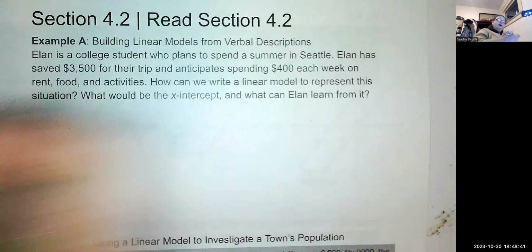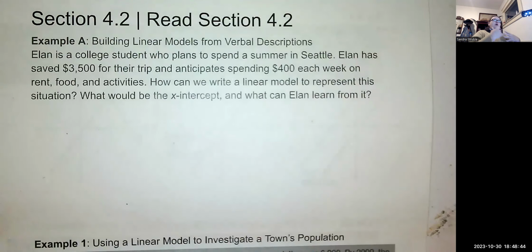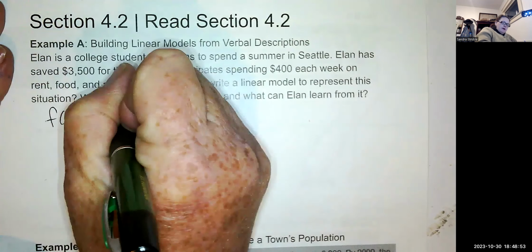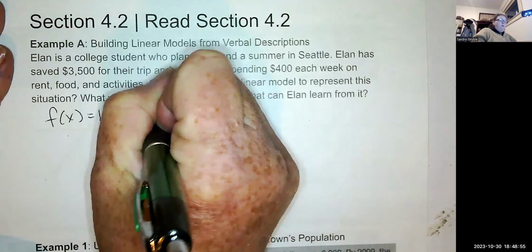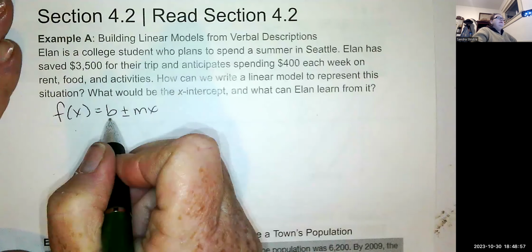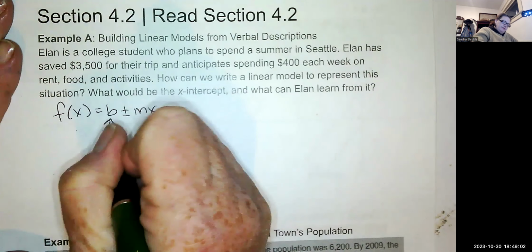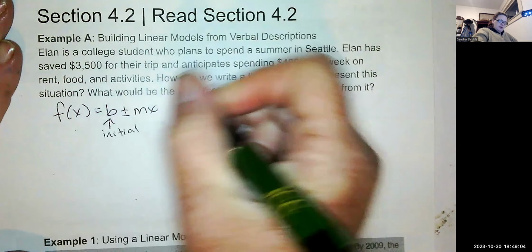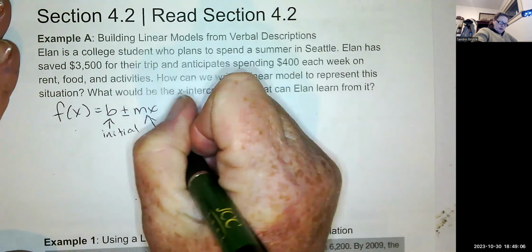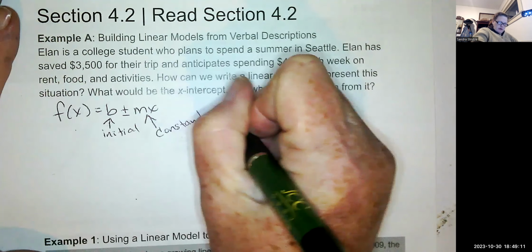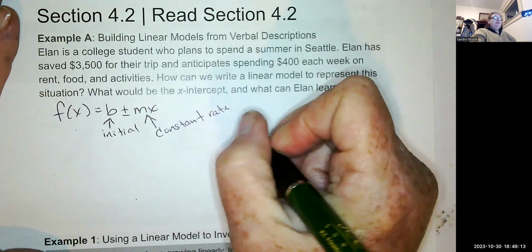So the linear model I told you in class is that instead of mx plus b for a linear function, we're going to use f of x is equal to b plus or minus mx, right? Where b is the initial amount, so it's the beginning value. M is the rate of change, the constant rate of change. It could be positive or negative. If it's positive, it's increasing. If it's negative, it's decreasing.